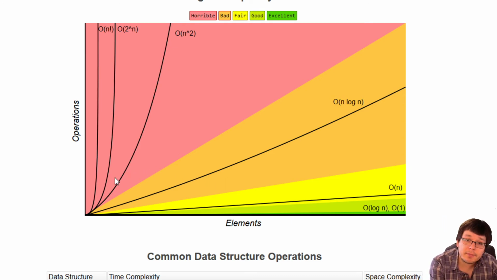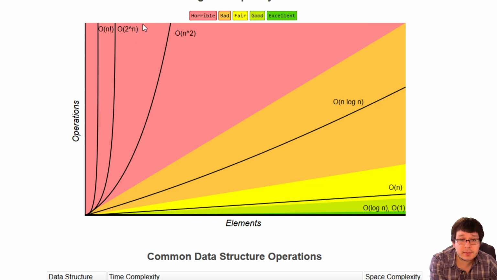Then somewhere in here we would have square root of n, and then here we could have n log n. You see that sometimes. Then you see n squared, n cubed, n to the fourth, n to the fifth, all the exponents. And then you get to these two extreme classes that are called exponential.